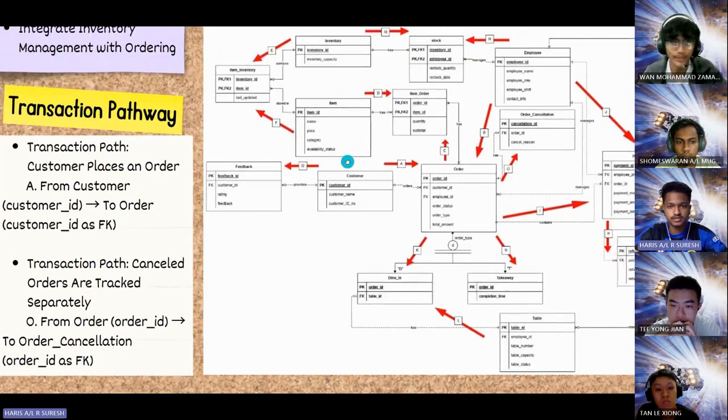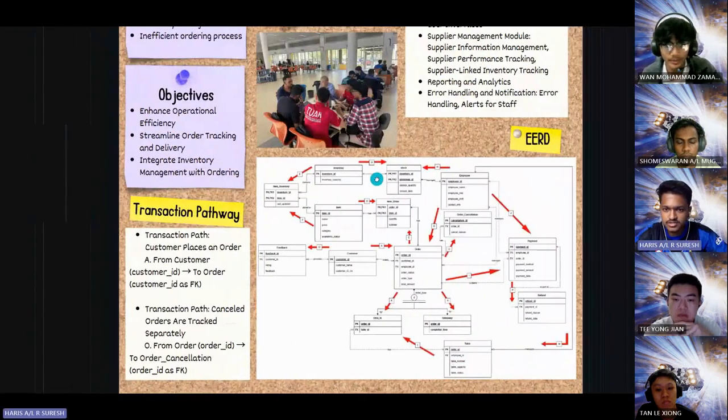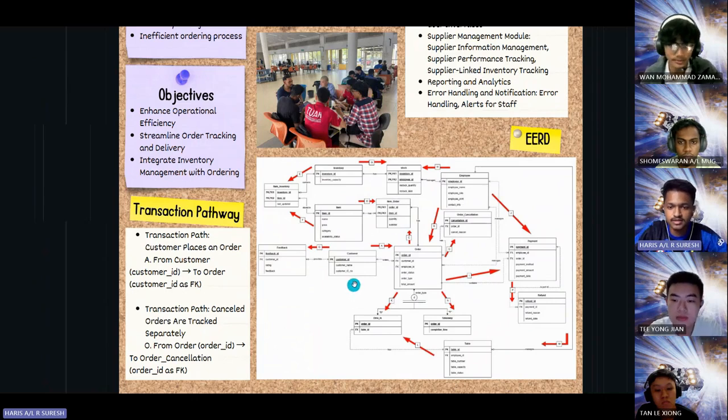Thank you. Next part is the transaction pathway. As you can see in the ERD, we can see some red arrows which indicate the transaction pathway between the tables. For example, we can look at the customer and the order table.